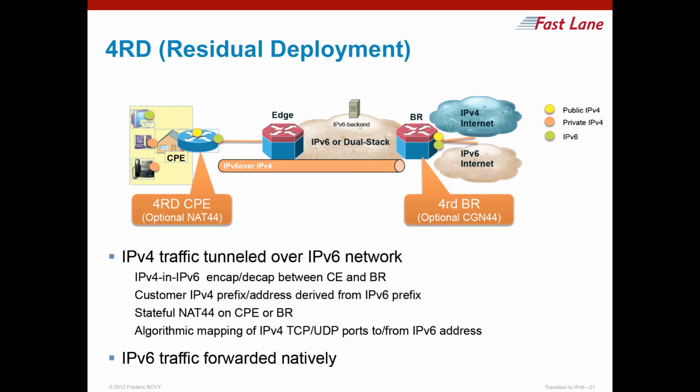Another solution is 4RD. 4RD is also about encapsulating IPv4 in IPv6, but with 4RD there is no assumption about the NAT running either at the CPE or in the service provider backbone. So if there is no assumption like this, if we want, we can still run NAT at the CPE as we were doing, for instance, with other protocols before.